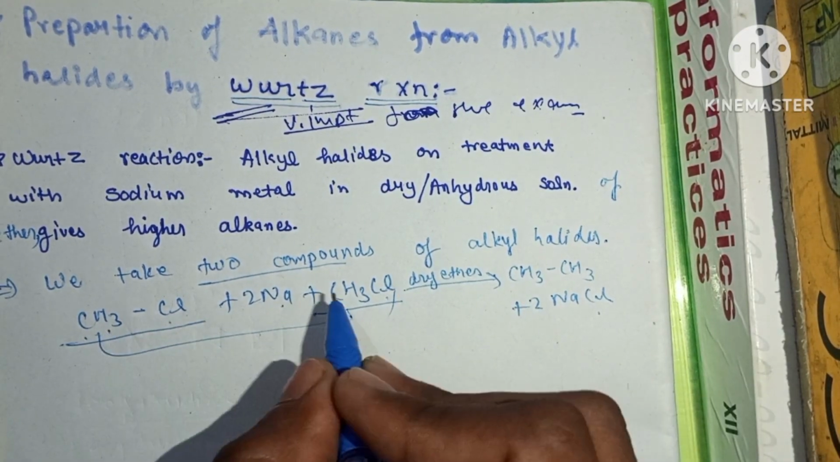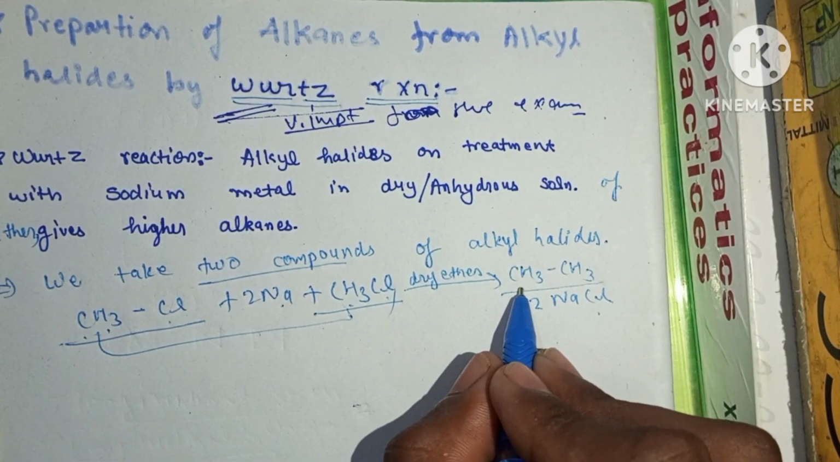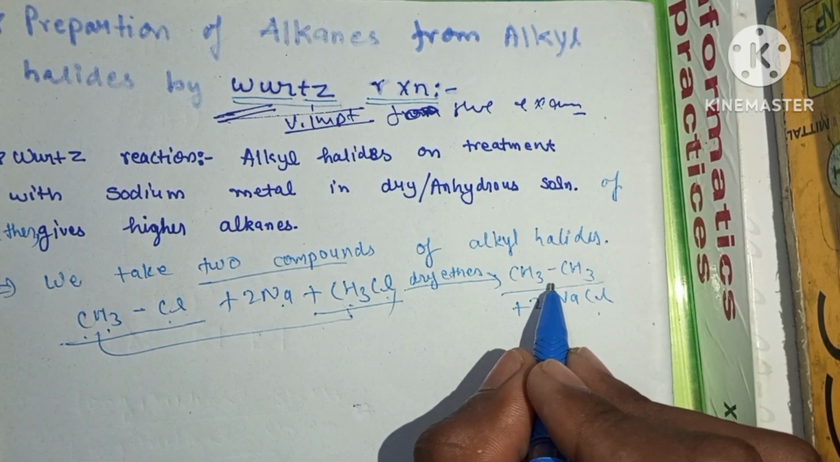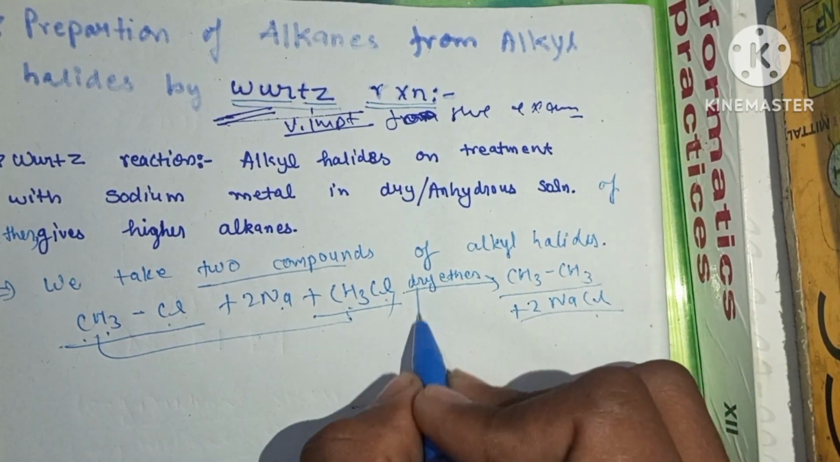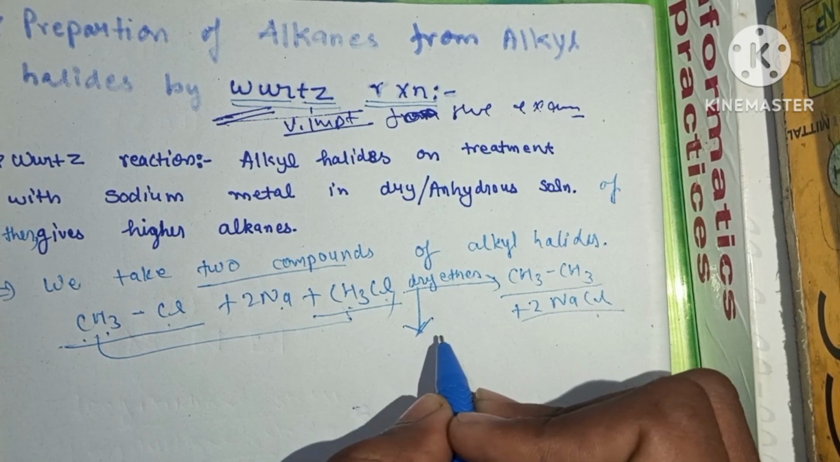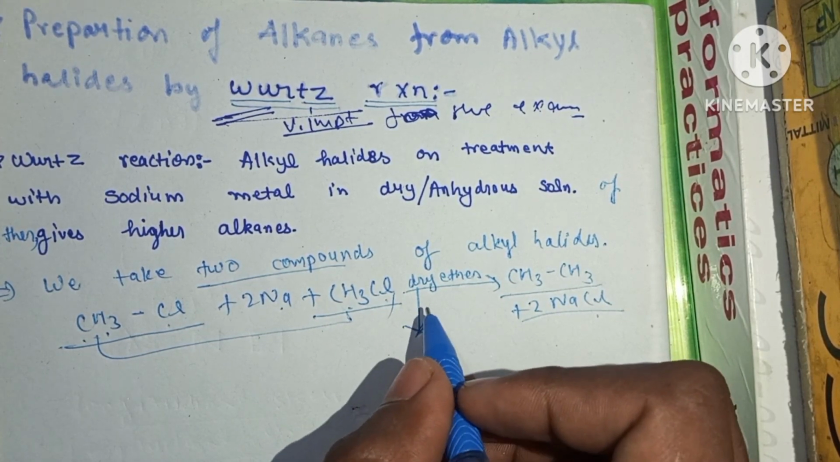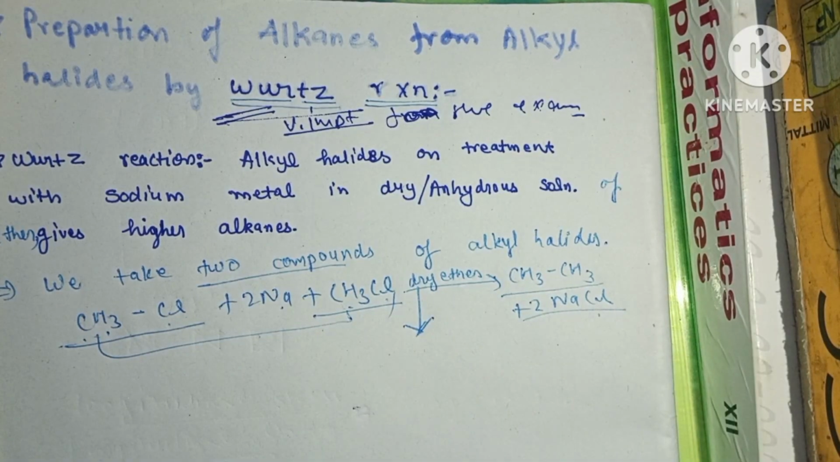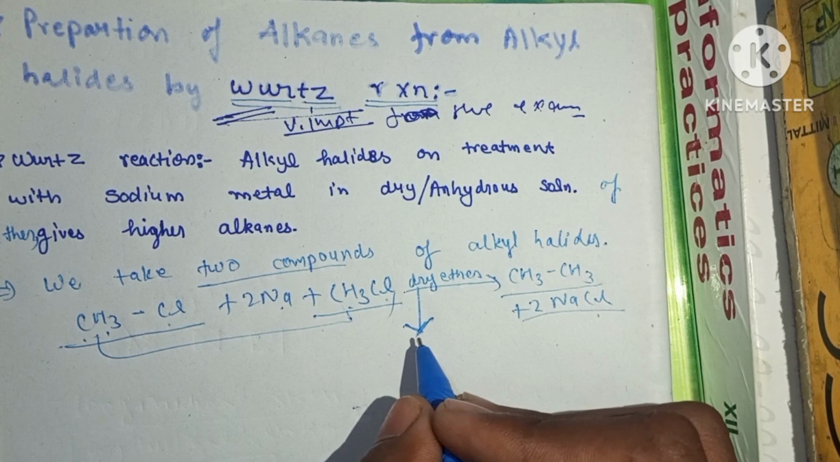So these alkyl groups attach to each other and they form an alkane. So this is ethane and NaCl is formed. We take dry ether here. Why should we take dry ether? Why should we not take hydrated ether, or ether in which water is present?